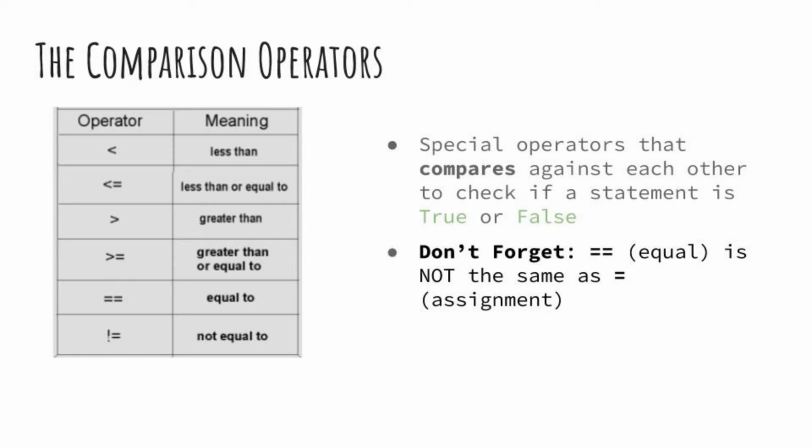This is different from the equal to comparison operator. The equal to comparison operator uses two equal signs. It's generally pronounced equals equals. So if we say a equals 5, that will not change the value of a. What it will do is check to see if the value of a is 5, and if it is, it will give us the Boolean true. If it isn't, it gives us the Boolean false.